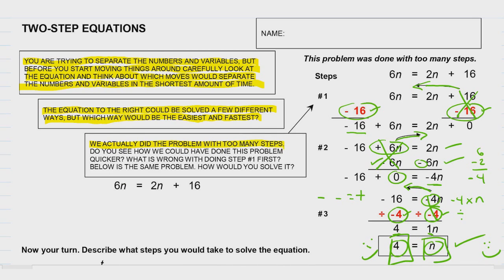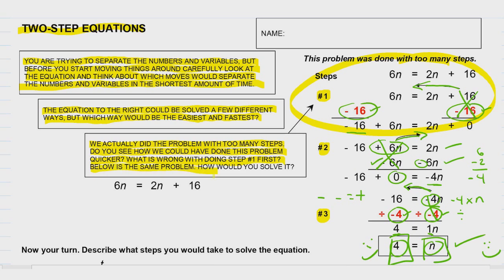And they've got a point. The name of this worksheet is two-step equations, but they did 1 step, 2 steps, 3 steps. So they must have done something wrong. Do you see how we could have done this problem quicker? What is wrong with doing step number 1 first? What is wrong with that?